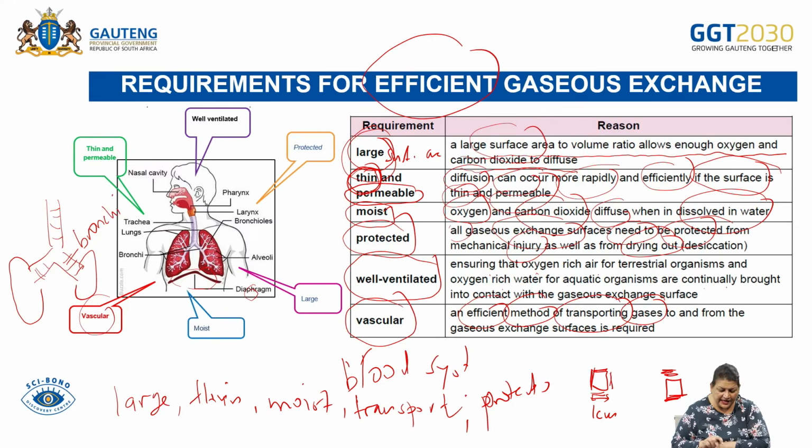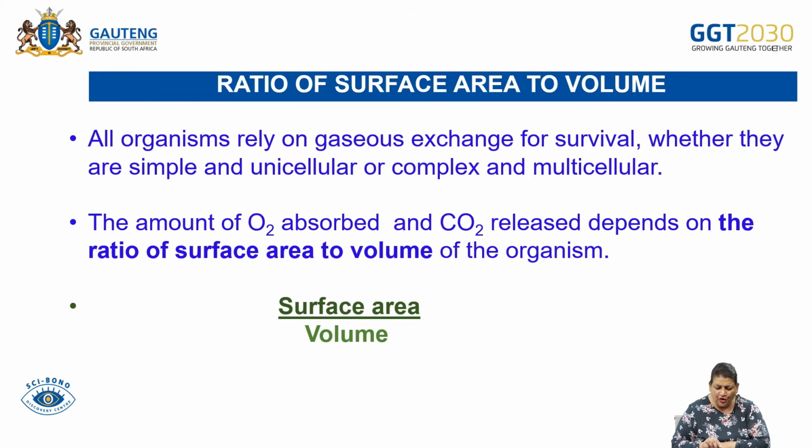Let's go to the next slide now. This is ratio of surface area to volume. Okay, so let's see. All organisms rely on gaseous exchange for survival. In other words, we cannot just only eat to survive. We've got to breathe to survive.